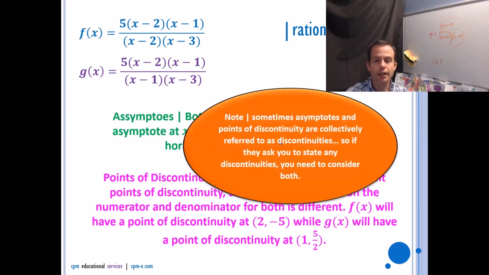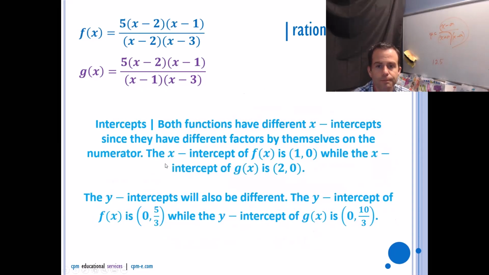Note, because I haven't actually said this yet, sometimes asymptotes and points of discontinuity are collectively referred to as discontinuities. So the question may just say, speak of discontinuities. That means the asymptotes and the point of discontinuity, so consider them both.